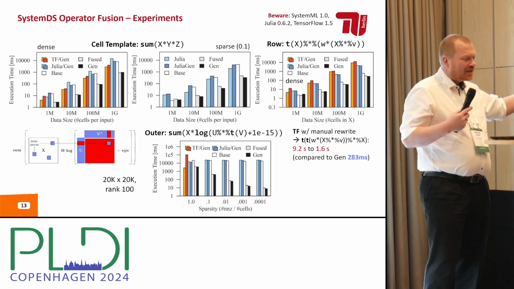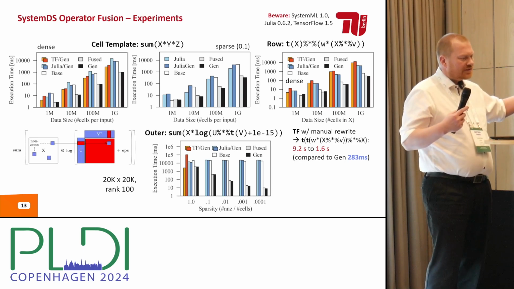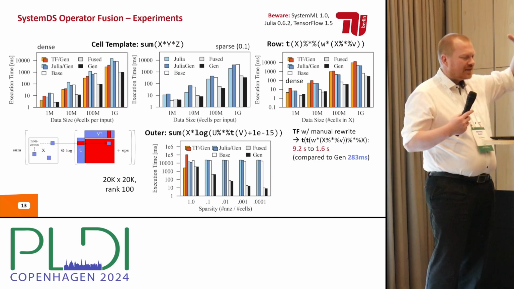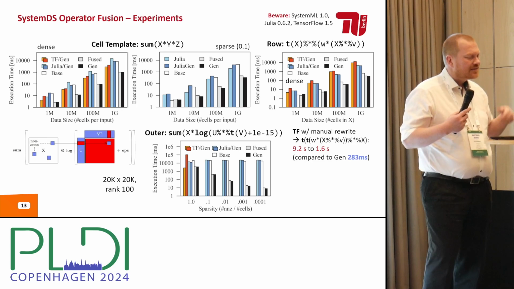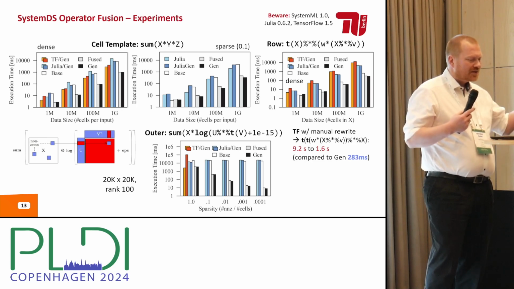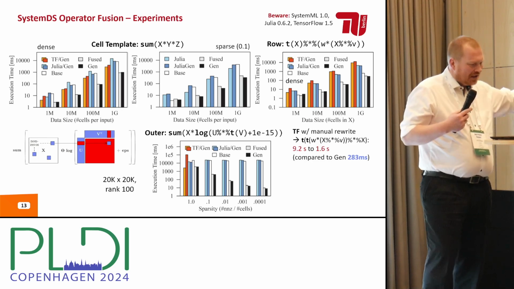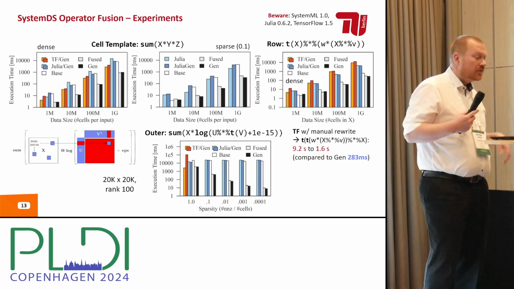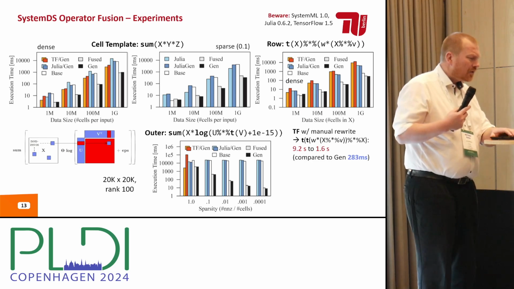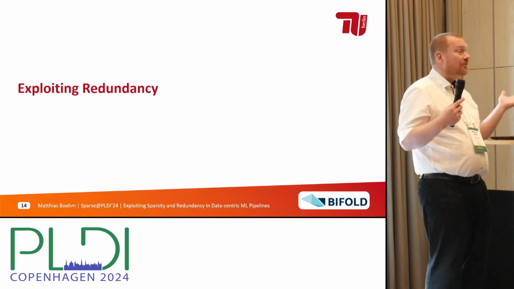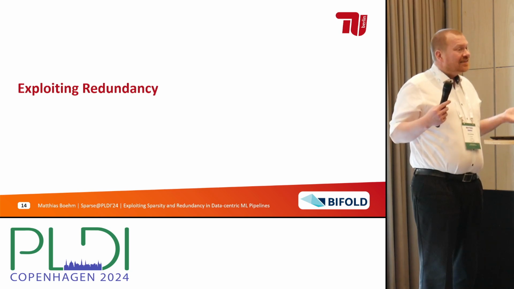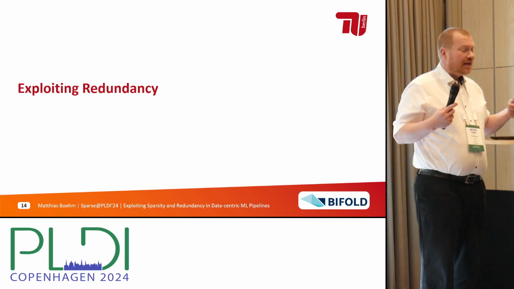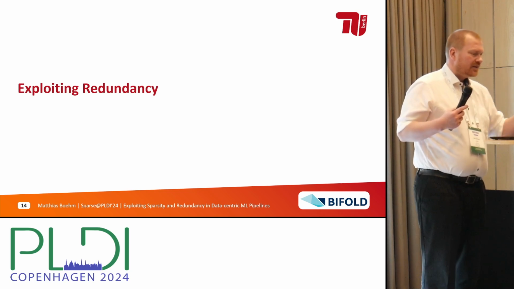So here we have another kind of cross-entropy loss in matrix factorization scenarios, and you see on the x-axis how we vary the sparsity. So sparsity of 1 means completely dense, and as we go by orders of magnitude, you get orders of magnitude better performance. Now, this is basic sparsity exploitation, but I want to make a case that redundancy exploitation, so lossy compression, is actually a generalization of sparsity exploitation.